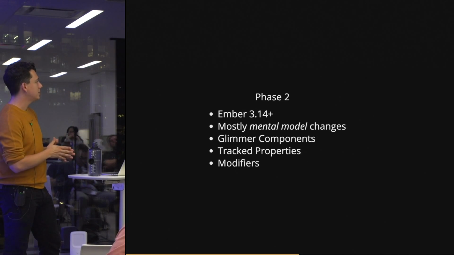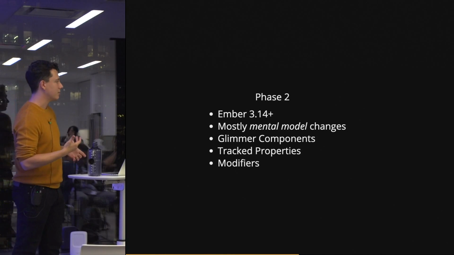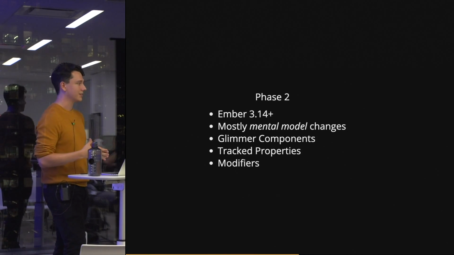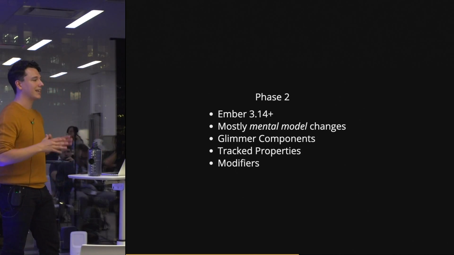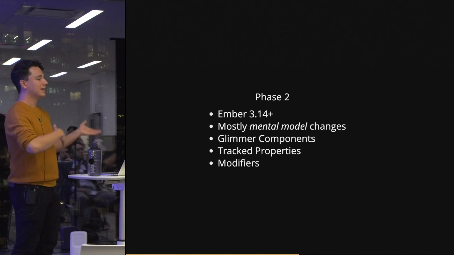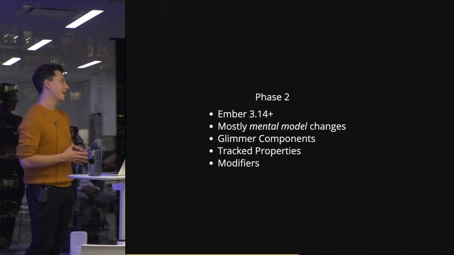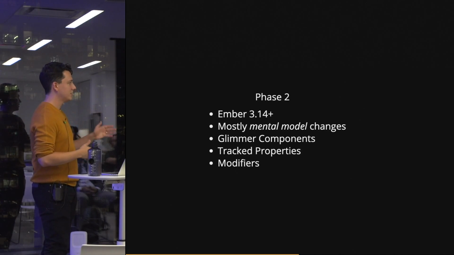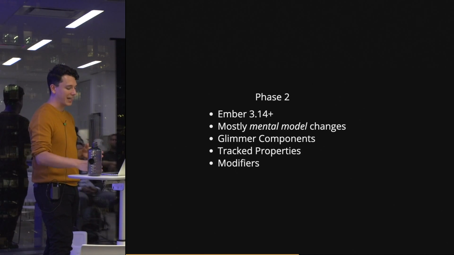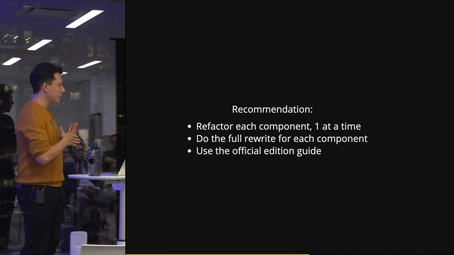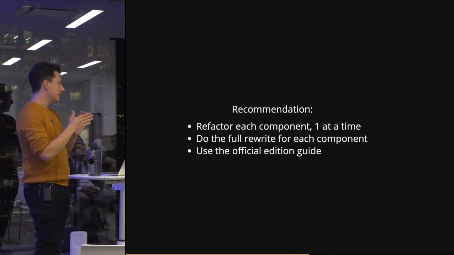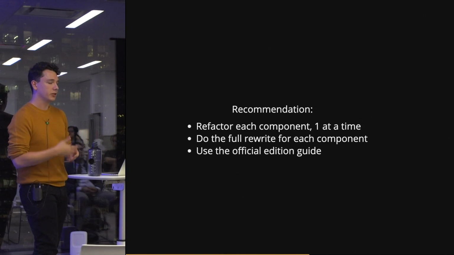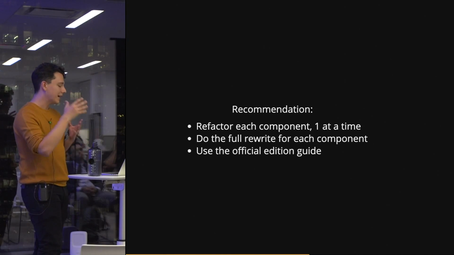Phase 2 is you have to actually get to Ember 3.14 for this phase, so actually get on to Octane. This is mostly where there are large mental model changes. This isn't just getting used to a new syntax that means the same thing. This is actually going to mean major changes to your application. So Glimmer components, track properties, and modifiers all come in a big way at this stage. And the recommendation here is to refactor one component at a time and to do all of them at once per component.